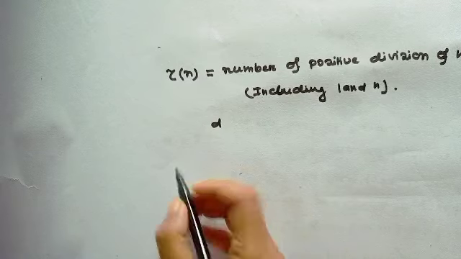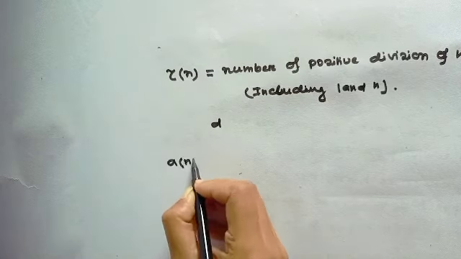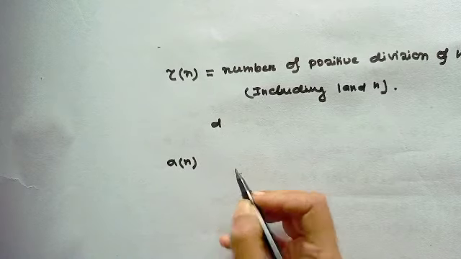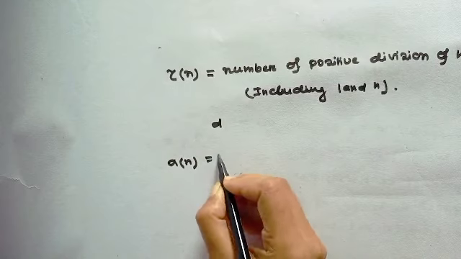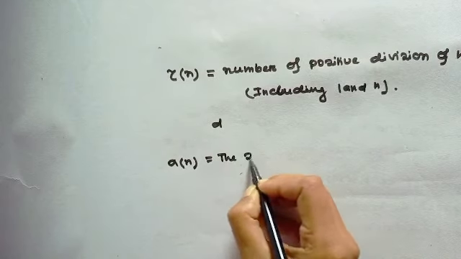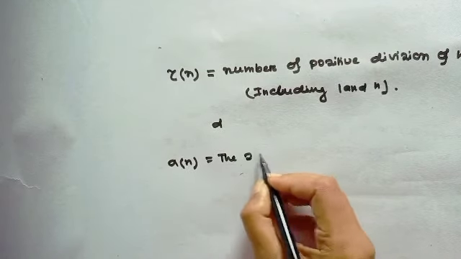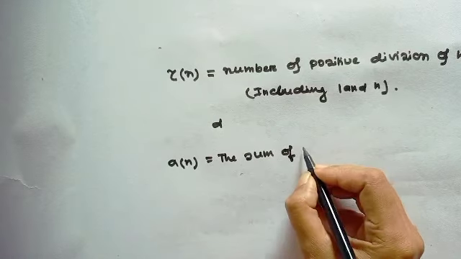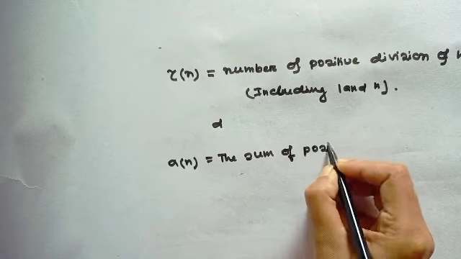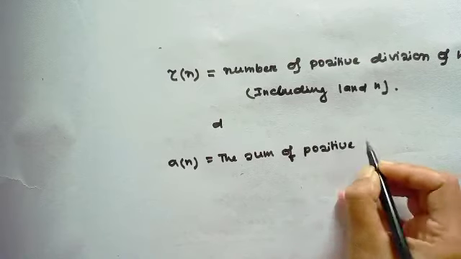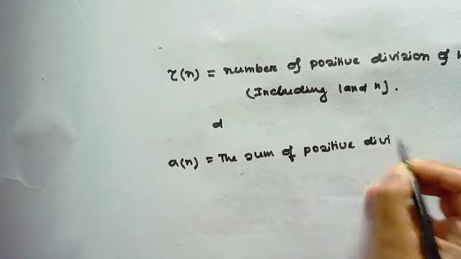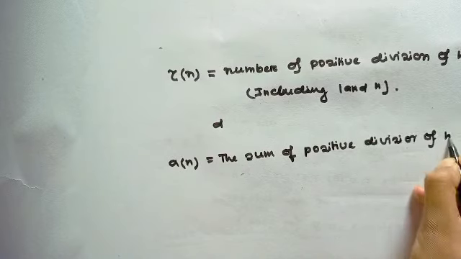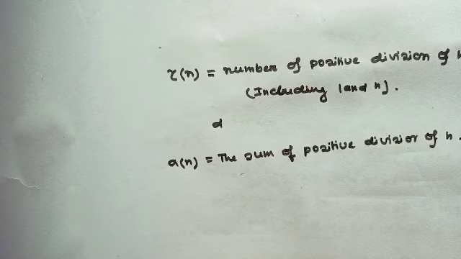Now the new function is the sigma n function. The sigma n function is the sum of all positive divisors of n. The sum of positive divisors of n. Okay.